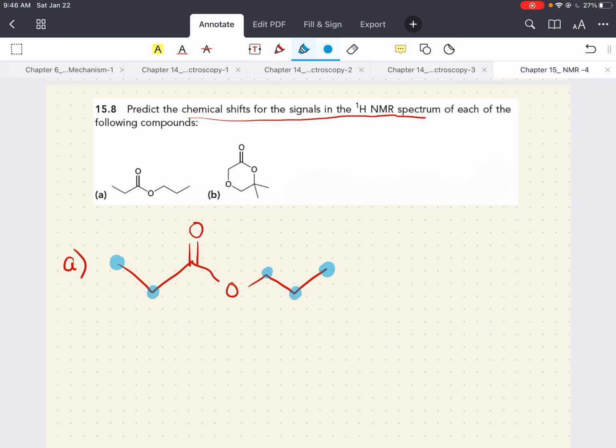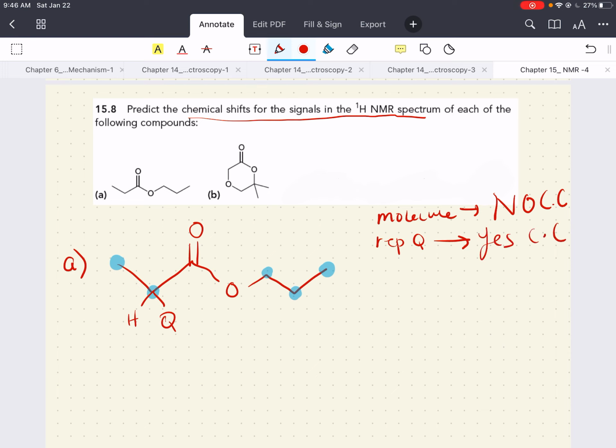Spoiler alert: if you do your Q test to figure out whether these hydrogens are chemically equivalent, first and foremost, your molecule has no chiral centers. If you do your replacement test, you're going to make chiral centers. Yes, this is a chiral center now. As a result of these two facts, all these positions with two hydrogens are enantiotopic. And guess what? They are chemically equivalent.